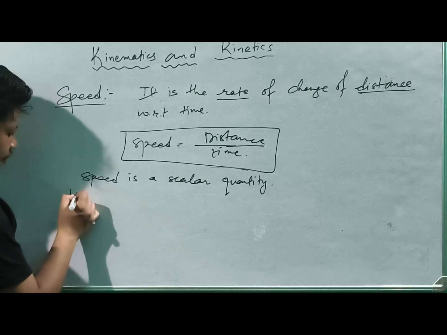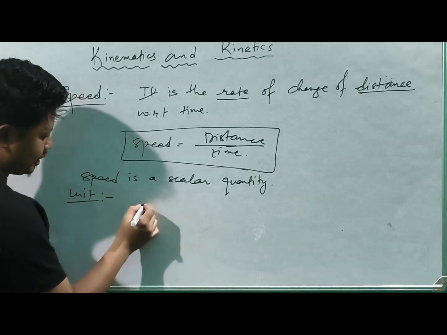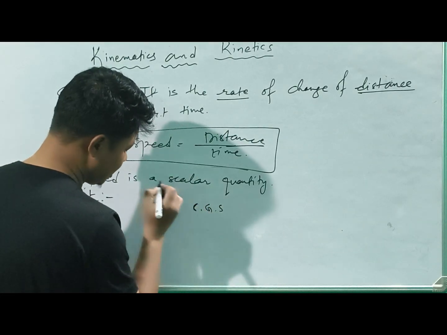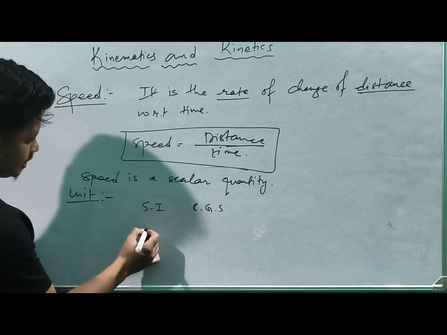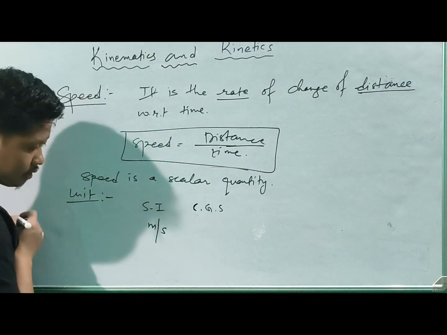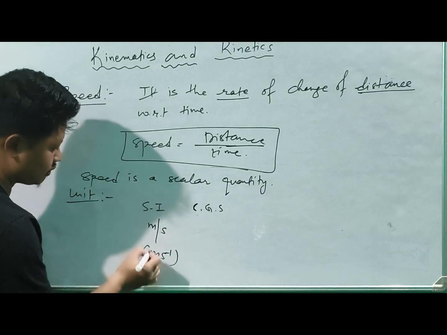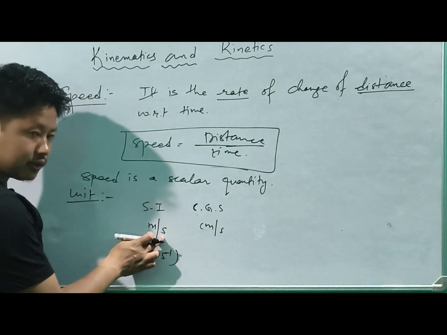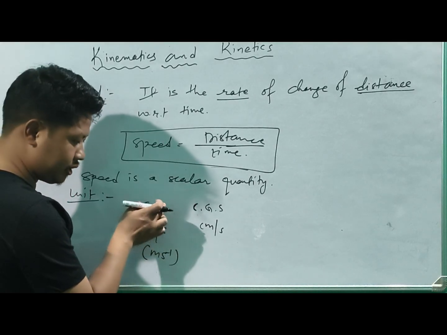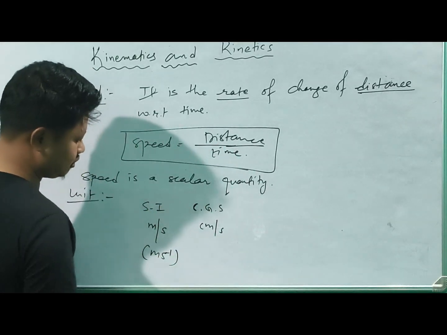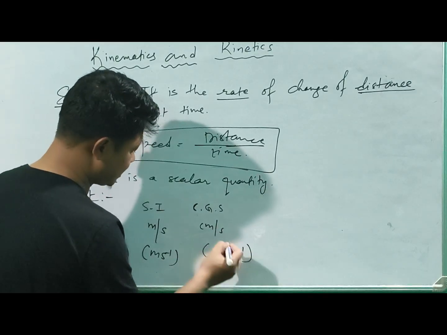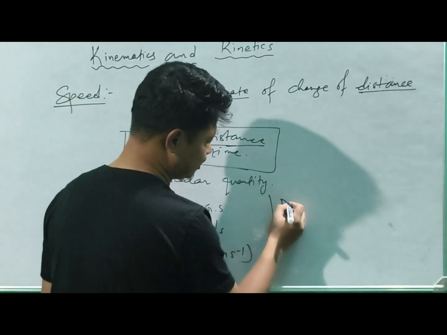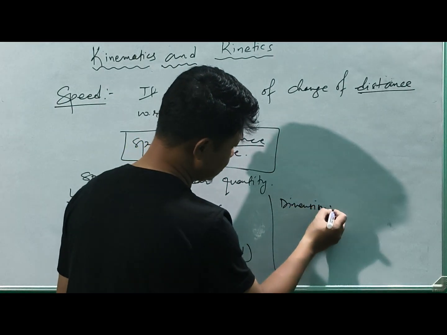Now unit. The unit will be the SI unit and the CGS unit. So the SI unit is meter per second, or sometimes we'll write m s to the power minus 1 also. In CGS it is centimeter per second. The unit of time is the same, whether in SI or CGS. Similarly for this also I can write s to the power minus 1. Got it?